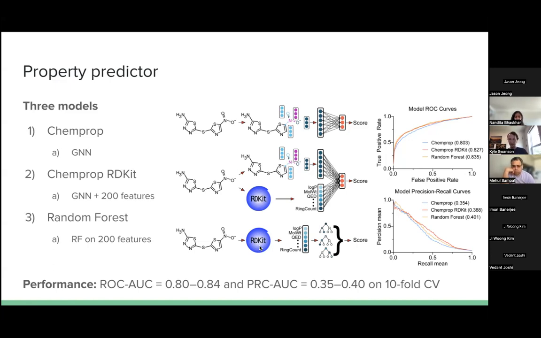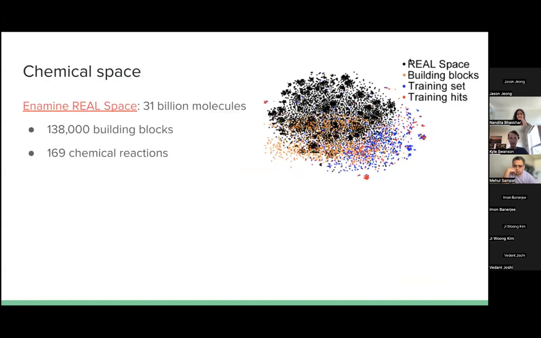Yeah, so at this point we've got our property predictors, so we're ready to go. The other thing we need as input for our generative model is the chemical space that we're going to operate within. So we went to this one chemical company that's pretty well known. It's called Enamine, and they have this particular chemical space they call the REAL space, the readily accessible space, that is designed to be very easy to synthesize.